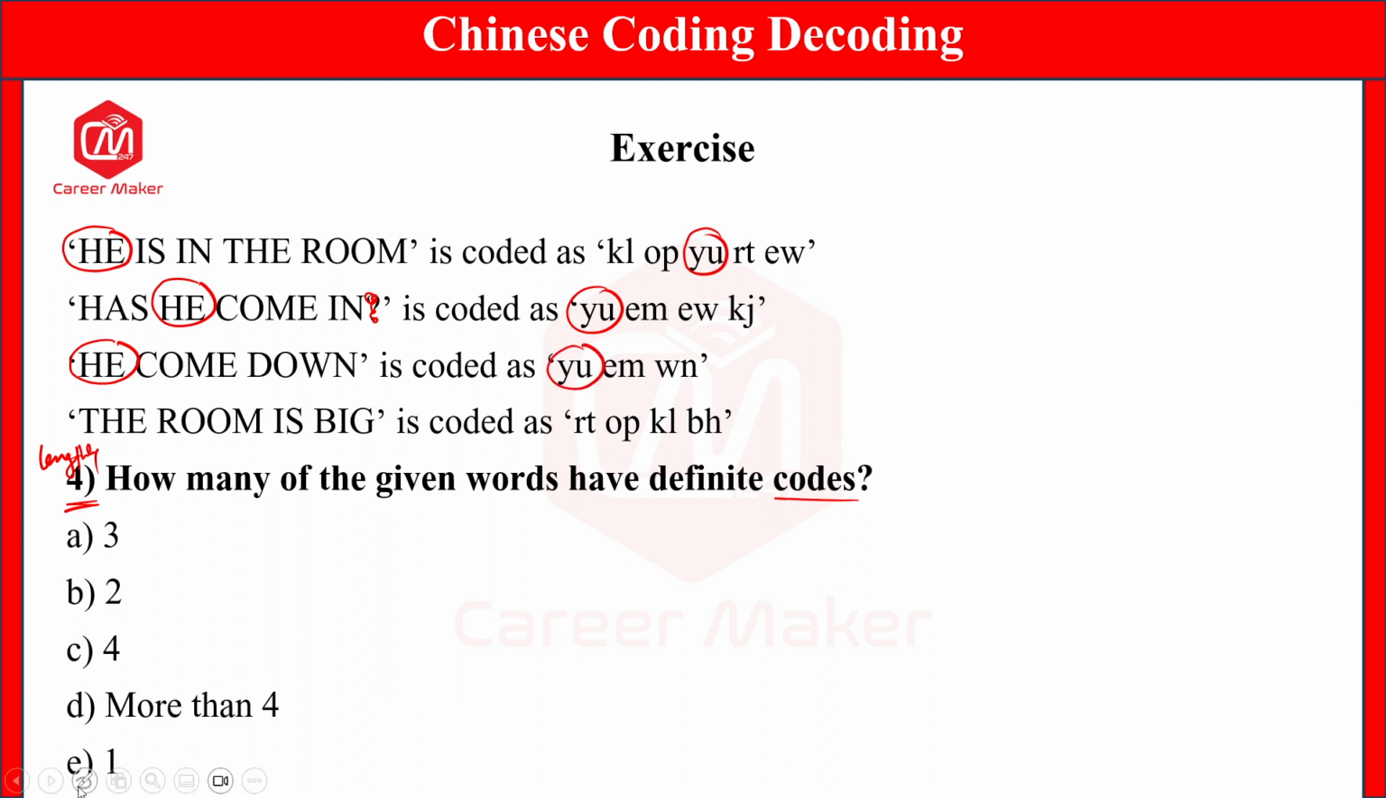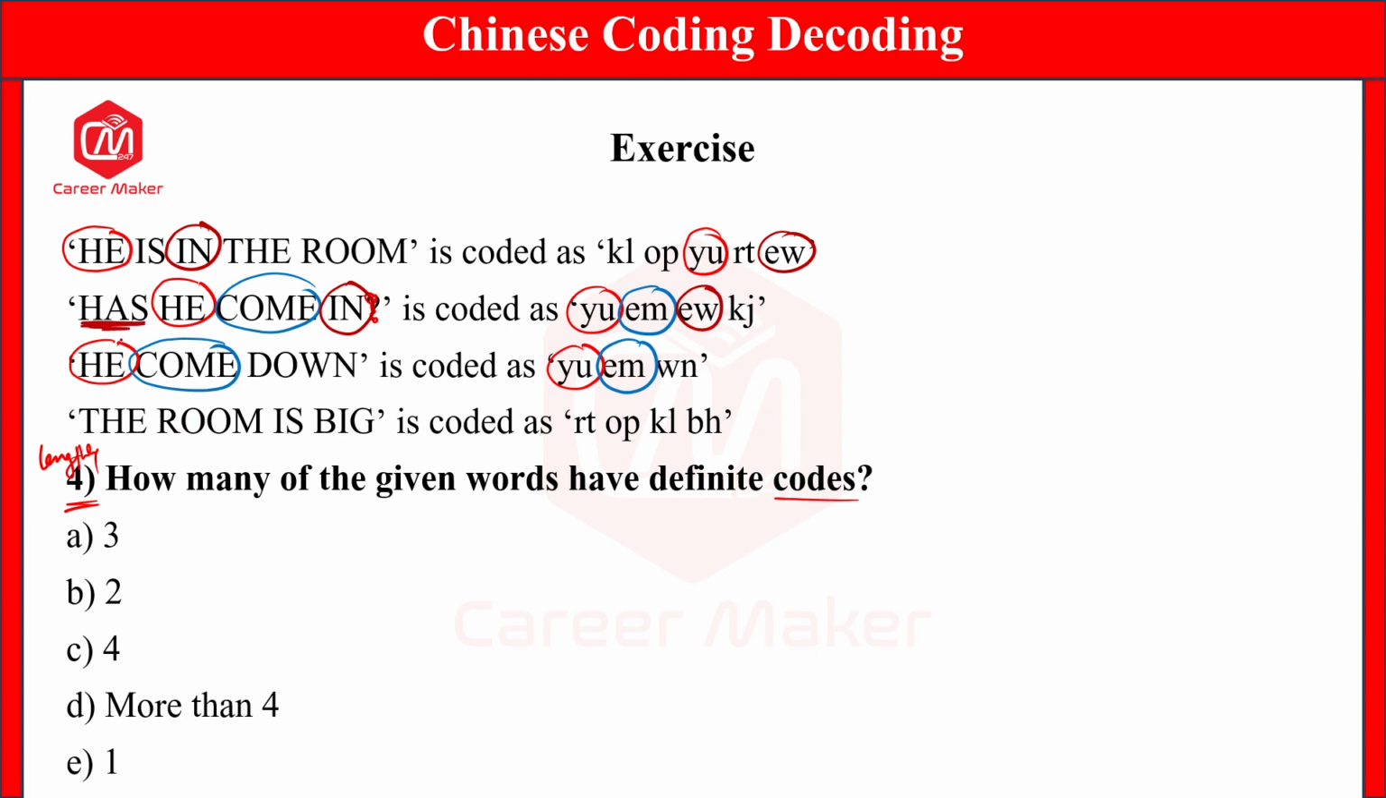So 1. Now next is what? Let's check it. Next we have come in this line and come in this line. Obviously there is a common word in these two, that is EM and EM. So that is the second definite word code we got. Now the third one: we have in this line and in this line. There is a common word between these two, that is EW and EW. So we got the definite thing.